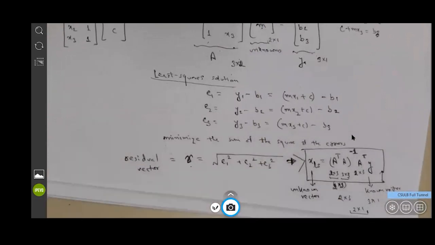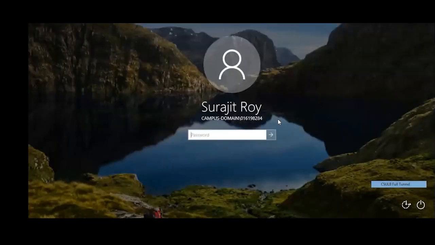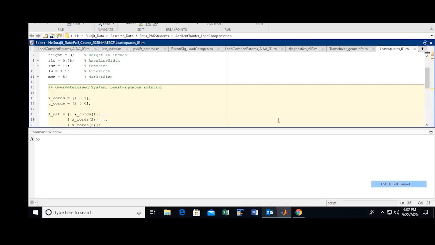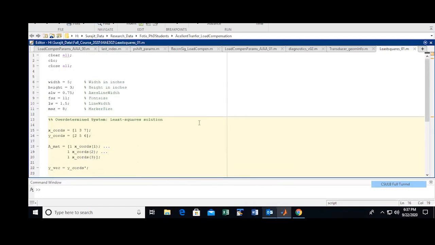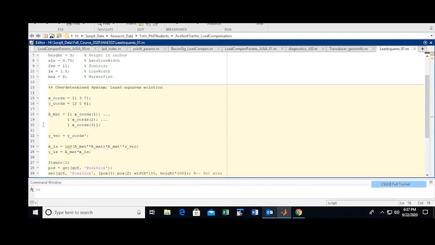So I can actually share the MATLAB code. We do not have the time to go through the code step by step, so I will share this specific code with you. Just give me a second here. Okay, so this is the specific least square solution code. Here I have these data points.